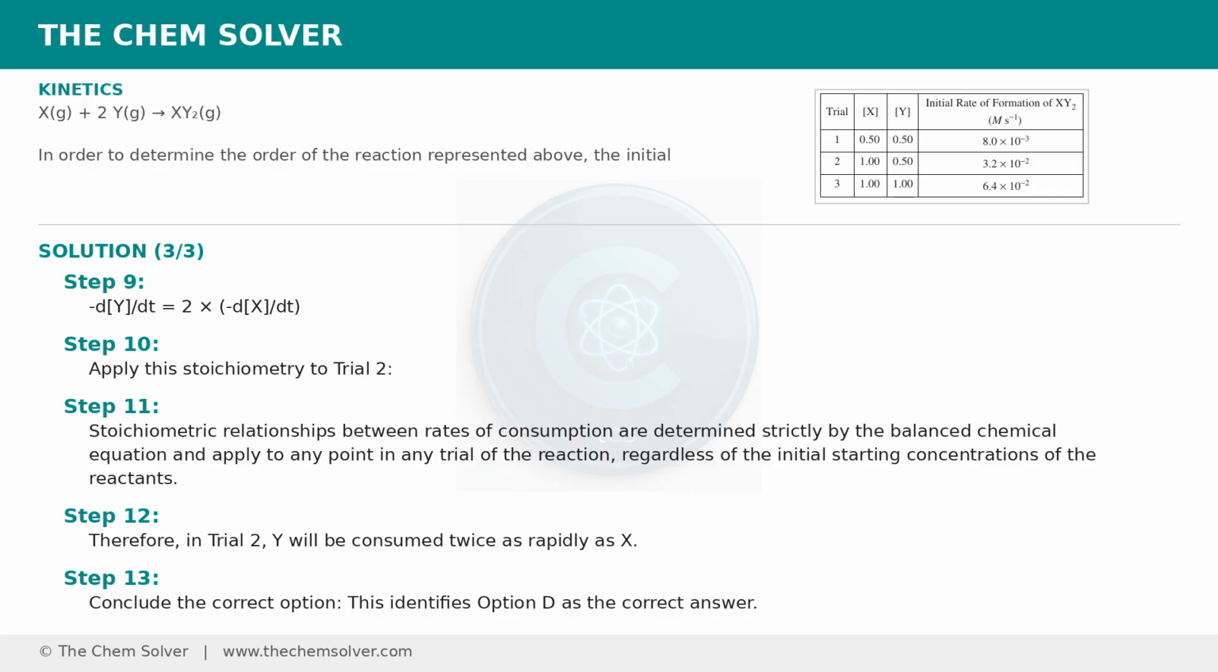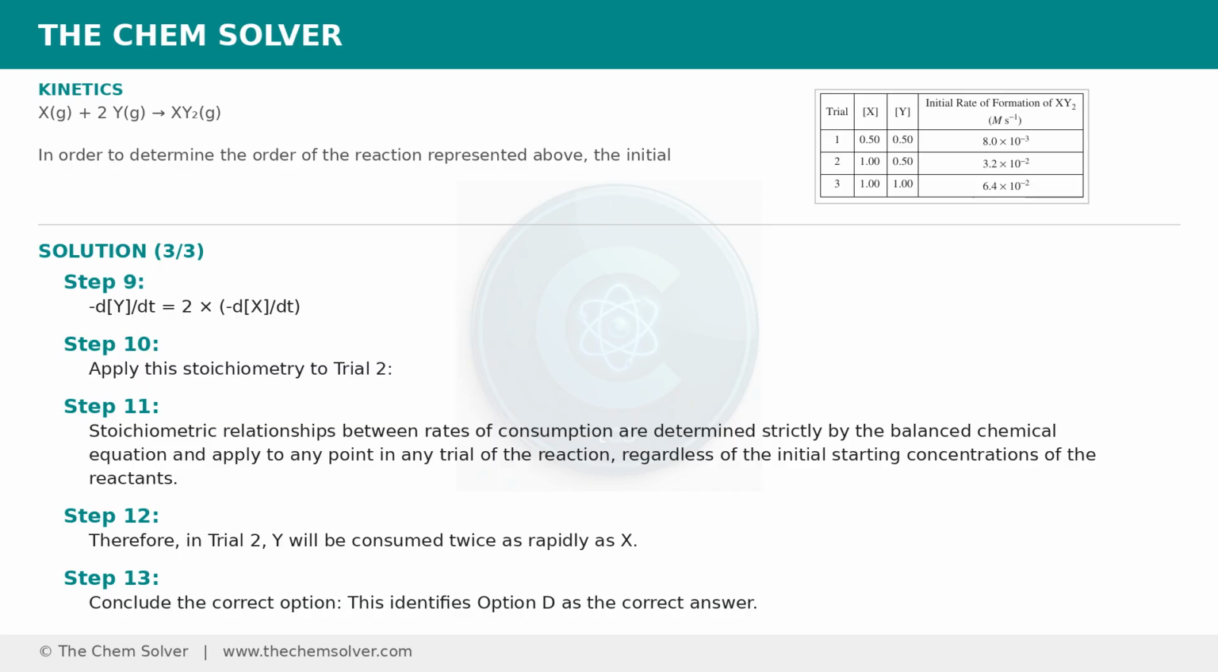Apply this stoichiometry to trial 2. Stoichiometric relationships between rates of consumption are determined strictly by the balanced chemical equation and apply to any point in any trial of the reaction, regardless of the initial starting concentrations of the reactants. Therefore, in trial 2, y will be consumed twice as rapidly as x.